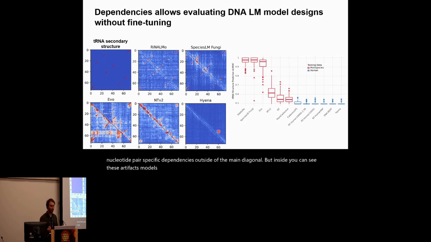Models like Hyena, you cannot really see any dependencies on these elements. So actually the major driver for the performance of these models on dependencies on the tRNA, in this case, is not the architecture of the model, but rather the data that it has been trained on. Specifically, models that have been trained only on human fail to capture these dependencies between these conserved elements that are not very frequent in the genome.